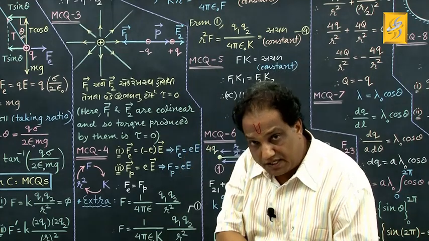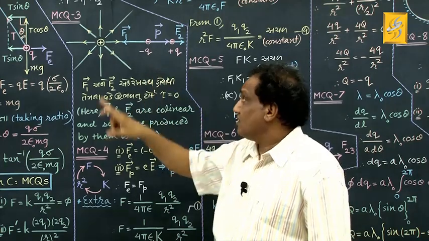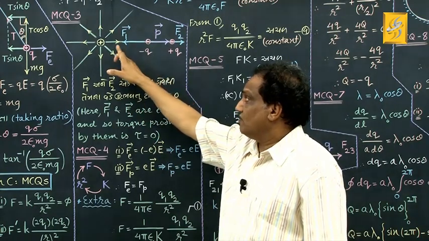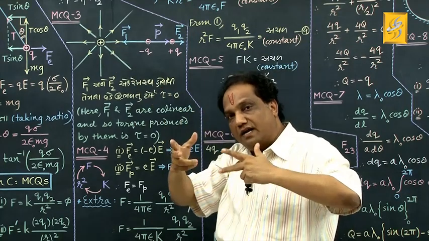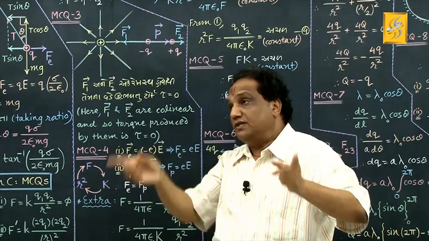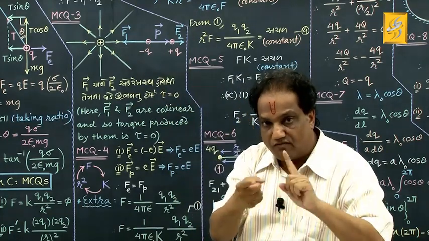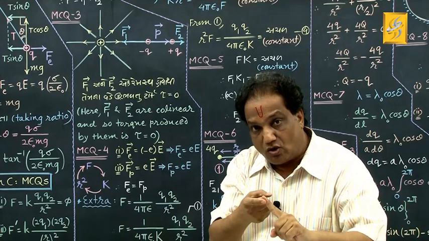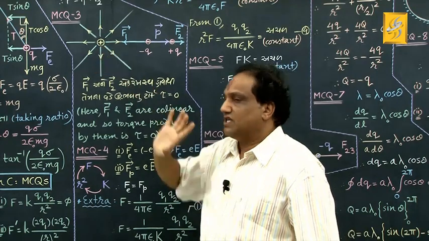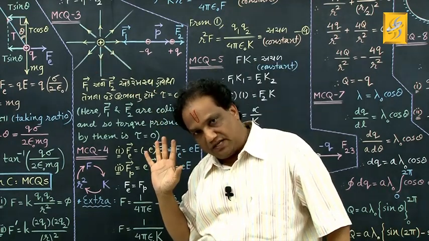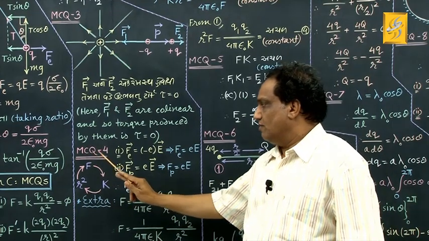Correct? But if you place it in such a manner that vector P is not in the direction of the electric field or not even opposite to that, and if you place it randomly in another situation, there will be certain torque exerted on the dipole. So among the given options, one of the options is that the resultant torque on the dipole may be 0 in the electric field of a point charge. That option is true, correct? Fine. Now kindly read the statement of MCQ number 4.